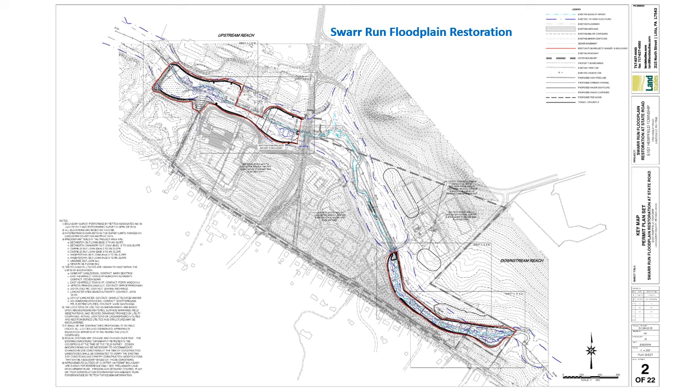So where the developer would normally need to put large detention basins on the site to manage stormwater, to manage runoff coming from the parking lots and rooftops, in this case the enhanced function of the restored floodplain to manage stormwater, to provide storage, will offset their needs for stormwater management. So it's a win for the developer, but it's also a win for the township.